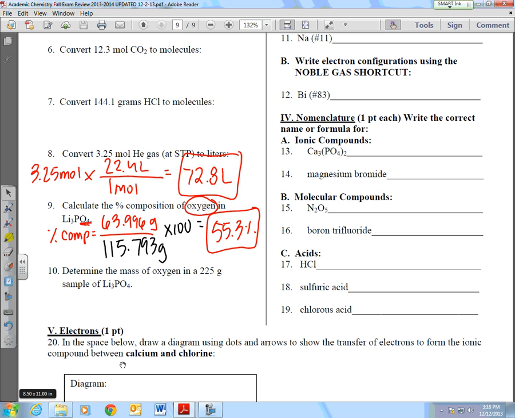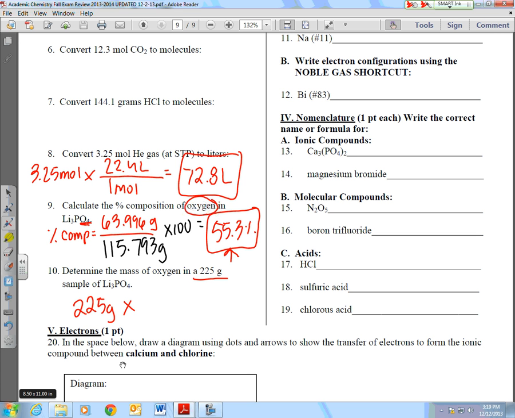Okay, so for number 10, we're actually going to use the answer to number 9. So determine the mass of oxygen in 225 grams of a sample of lithium phosphate. Okay, so this one is actually really easy, and I don't know why, but kids overthink it and they miss it. It's very highly missed, but it's very easy. Okay, so what I'm going to do is take the mass of my sample, 225 grams, times the percentage of oxygen, which I just figured out in the previous problem.